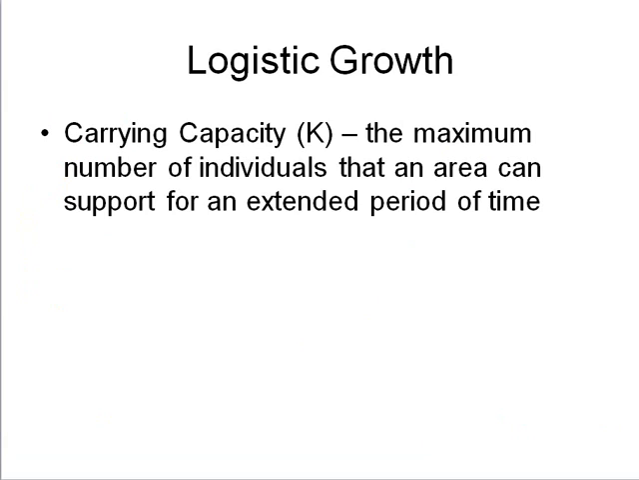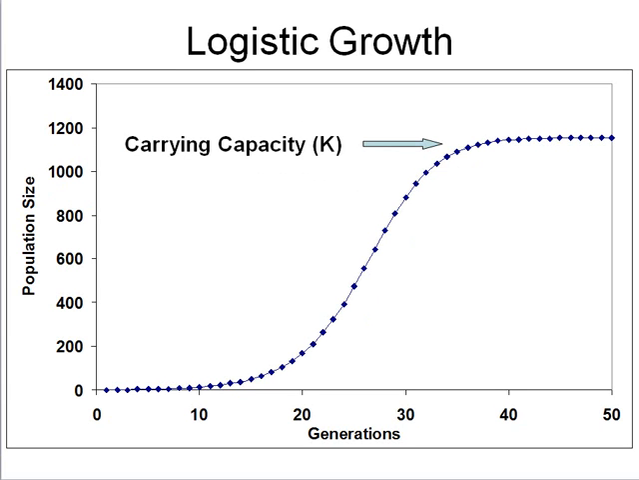Carrying capacity is the maximum number of individuals that an area can support for an extended period of time. K is used to symbolize carrying capacity. Carrying capacity corresponds to the population size at the top of the logistic growth curve, where in an ideal curve, growth equals 0.